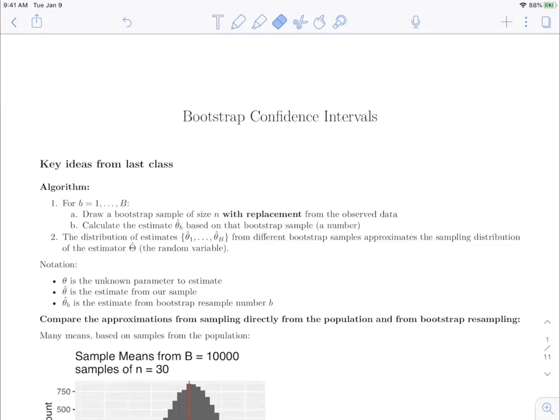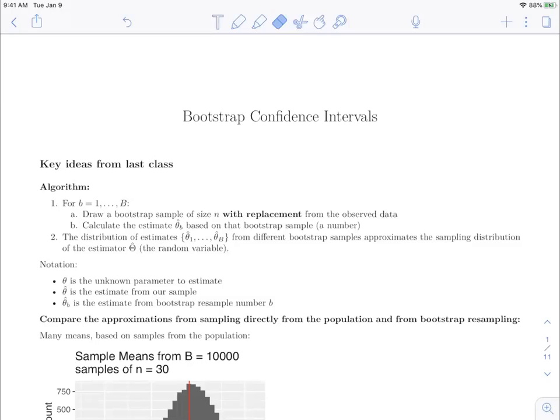First step, for b equals 1 to capital B, where capital B is the number of bootstrap samples we're going to take. We take a bootstrap sample, and this is a sample drawn with replacement from the observed sample data. And then based on that bootstrap sample, we calculate a value of the estimator. So a specific estimate, a numeric value, theta hat B. And so by repeating this many times, capital B in our examples was 10,000, we obtain many different samples, theta hat B, from the distribution of the random variable theta hat. And this lets us get a sense of what the sampling distribution of theta hat looks like.